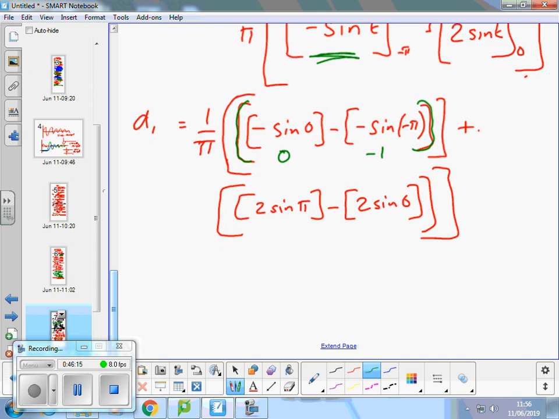Hang on, that's 0. Sine of minus pi is 0. Here we go: 0, pi over 2, pi, 3 pi over 2. Sine of pi or sine of minus pi, whichever way you take it, is 0. Sine of 2 pi is 0. 2 sine 0 is 0.